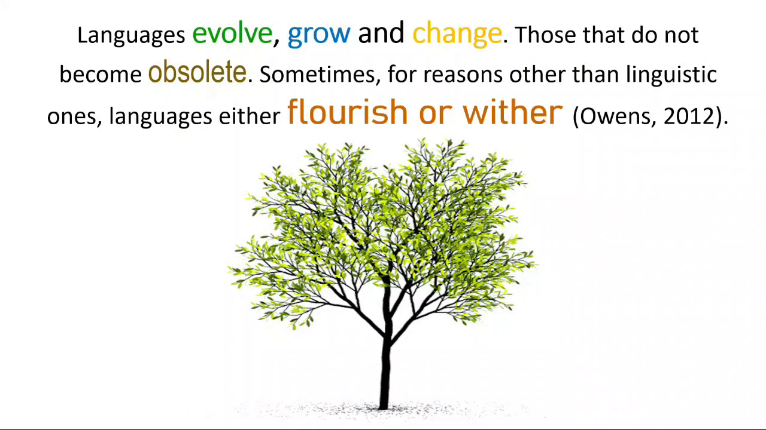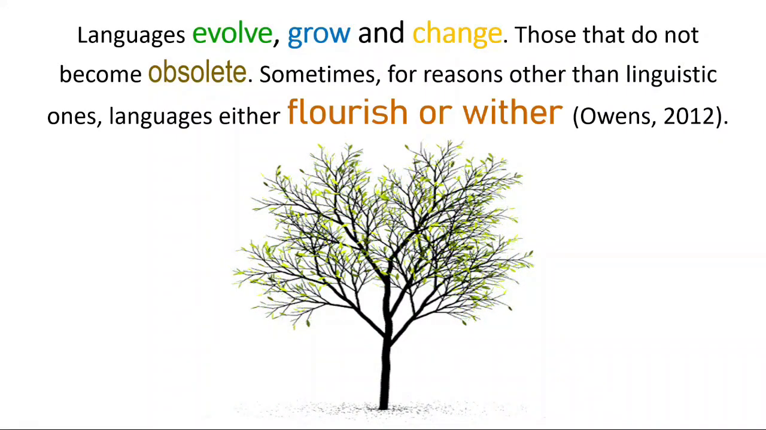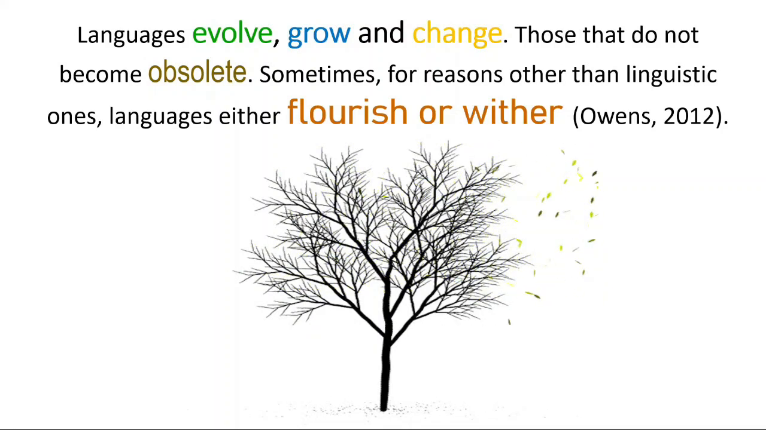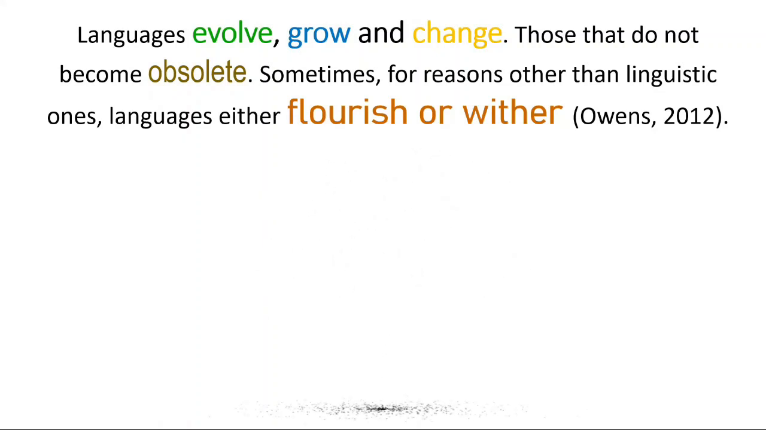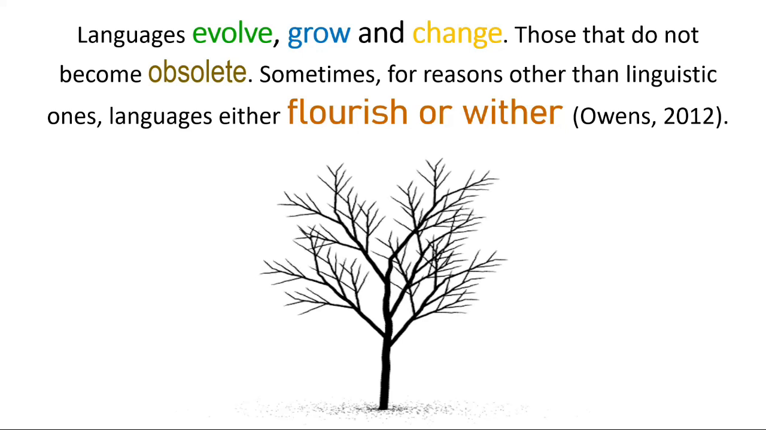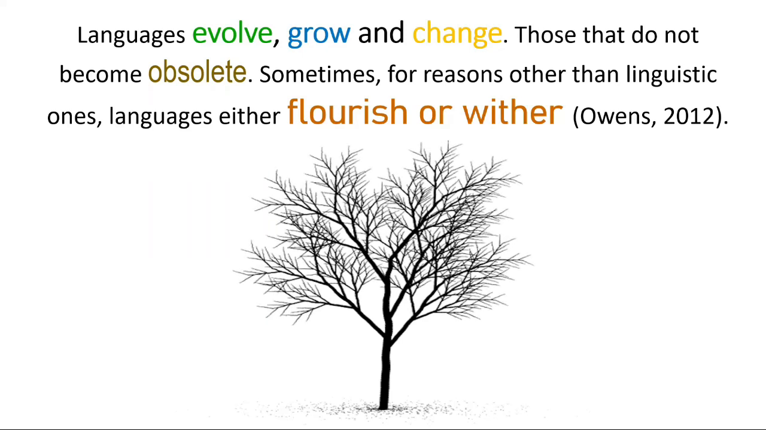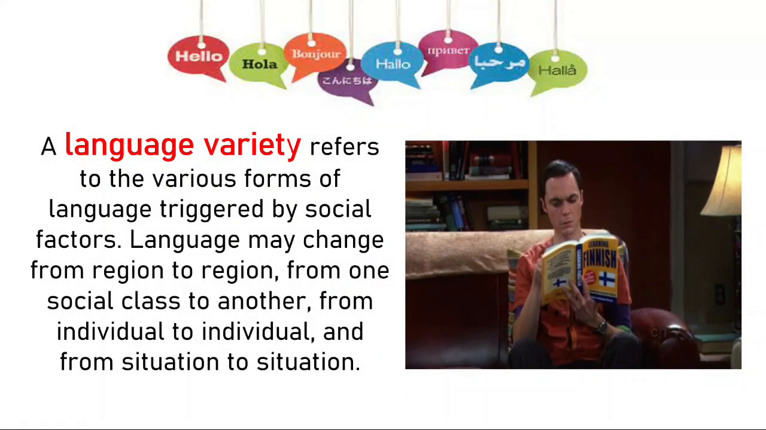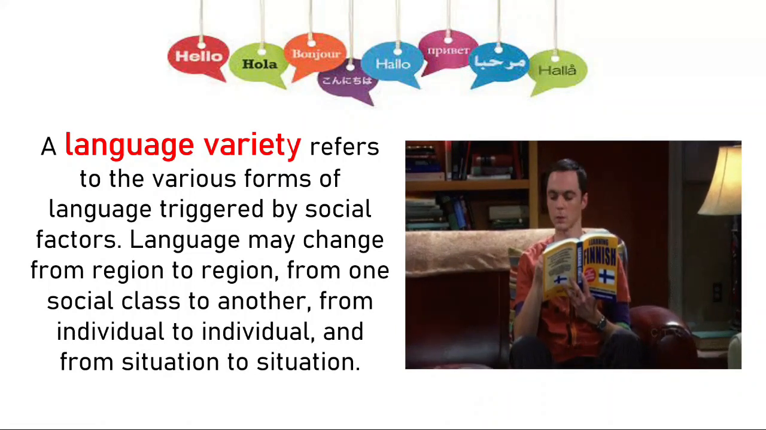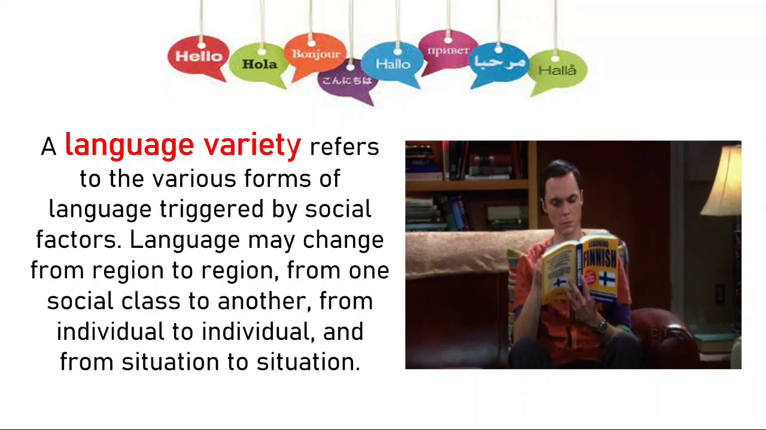Okay, so language, class, is like a living thing. No? It has life. If it becomes incapable of growth and development, it dies as well. It becomes obsolete, no? For instance, the Latin language became incapable of change, so now it is considered a dead language. Alright. Now, a language variety, class, refers to the various forms of language triggered by social factors.